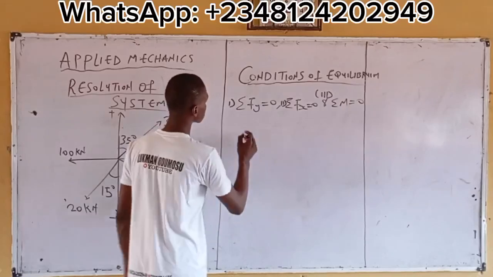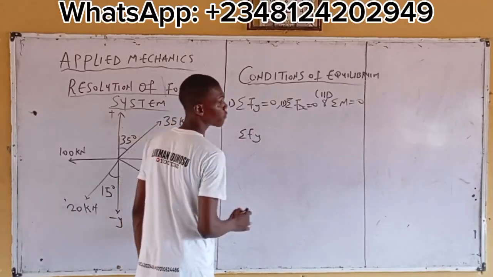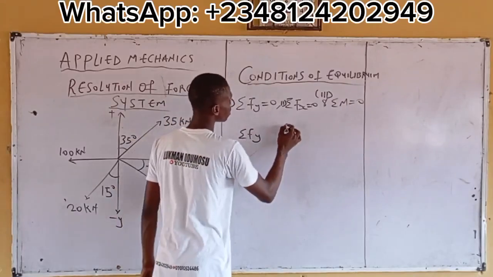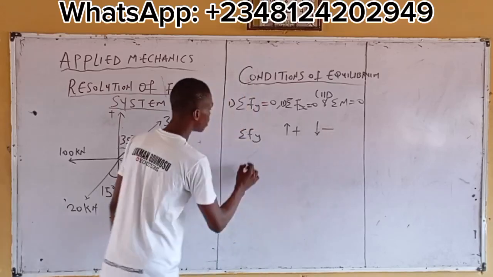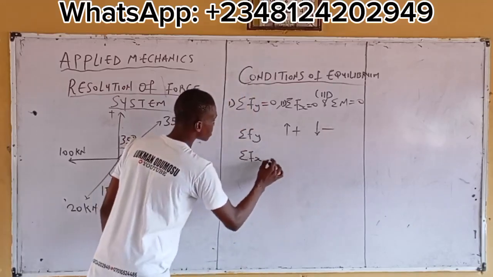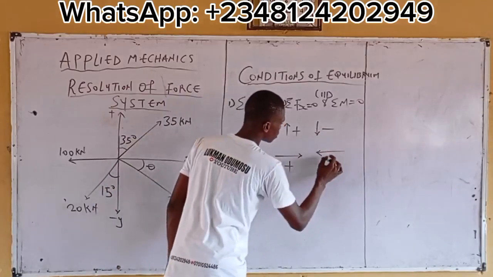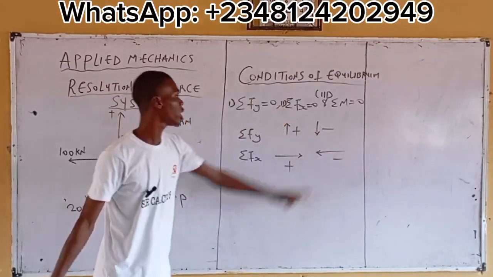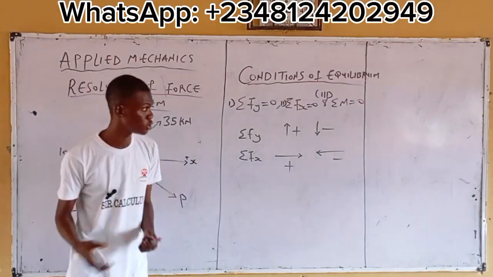Here's what you should take note of. For the first one, summation of F y, forces of this nature are positive, forces of this nature are negative. Summation of F x, forces of this nature are positive, forces of this nature are negative. And where this idea is coming from is your Cartesian coordinate, which you know.